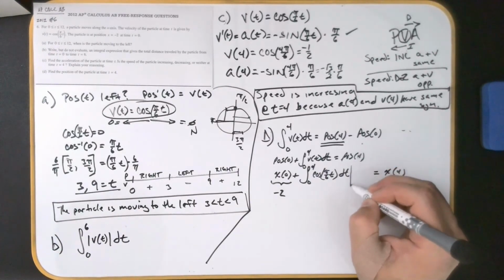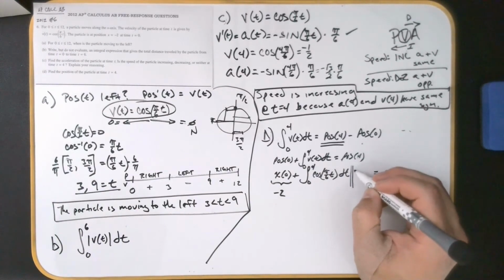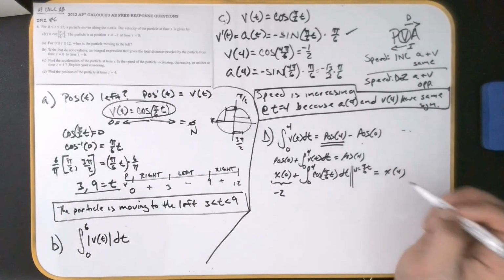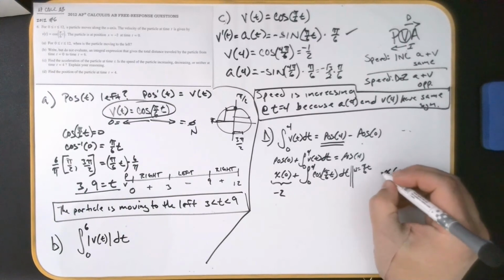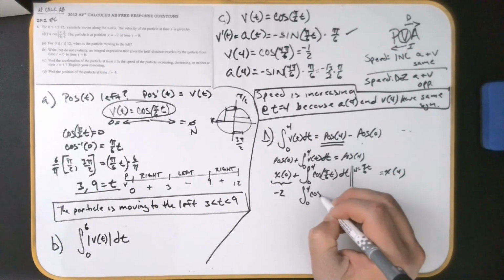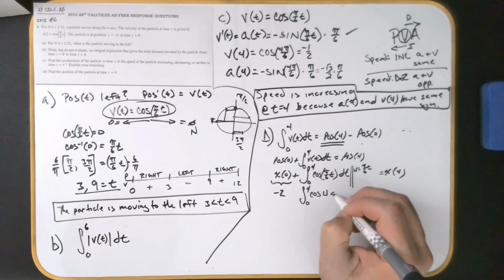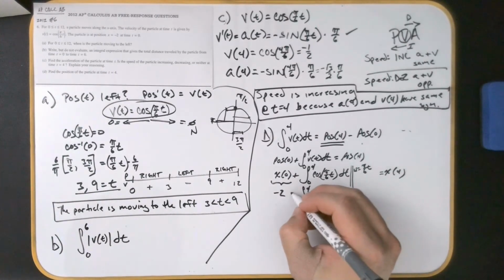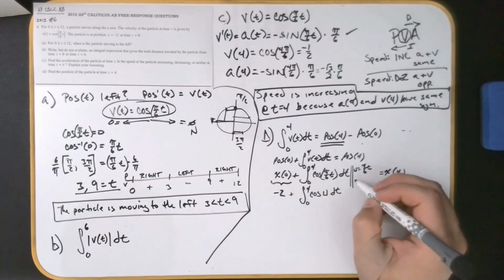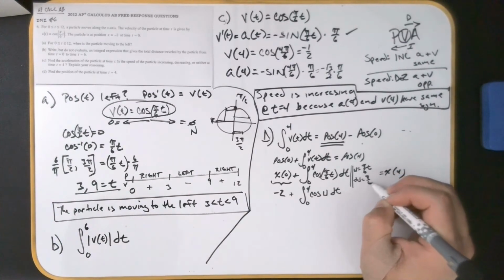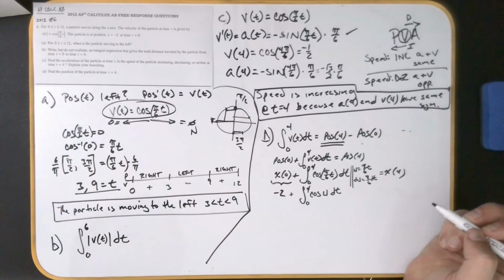All right, so I need to do just a little tiny u sub, and what I'm going to let u equal is pi over 6 t. So my intermediate step here, I'm going to do 0 to 4 of the cosine of u dt. Okay, so I'm in transition here. All right, and so I need to now solve for du. So du is equal to pi over 6 dt.